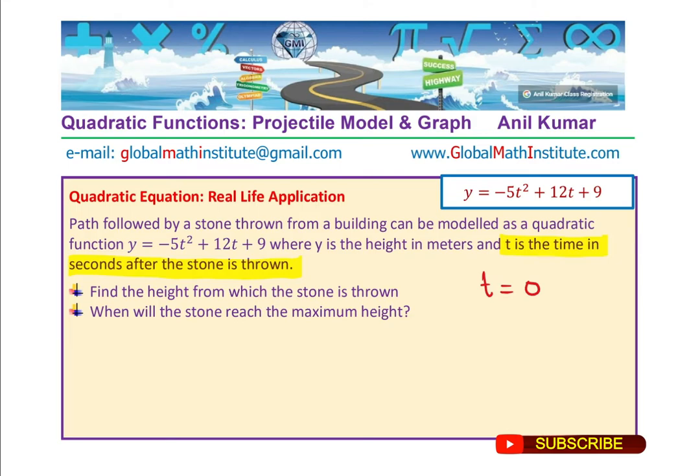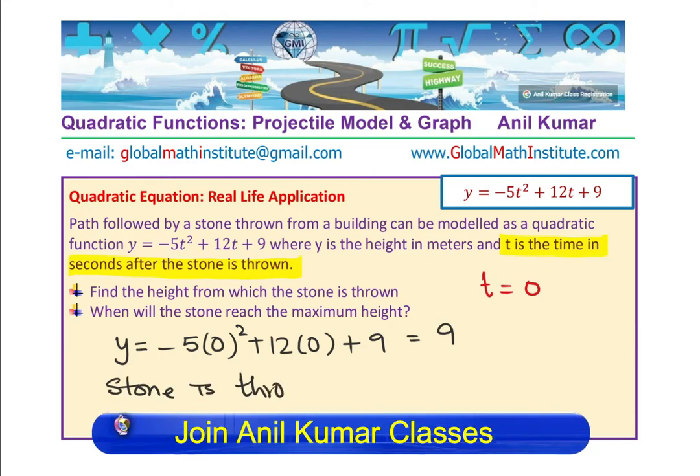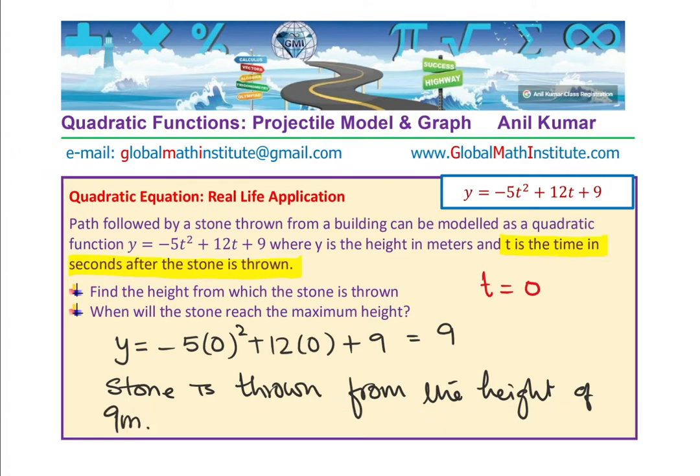So substituting t equals 0 in the equation, we get y equals minus 5 times 0 squared plus 12 times 0 plus 9. Clearly, that is 9. So the stone is thrown from a height of 9 meters, right? So this is also the y-intercept.